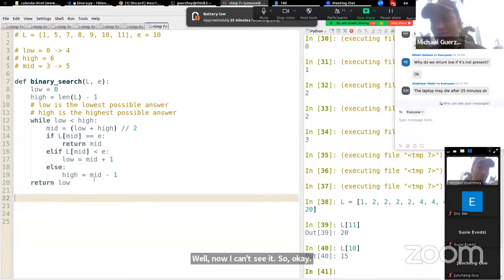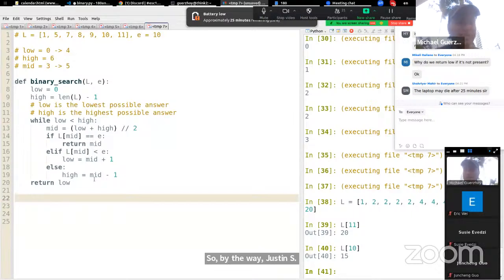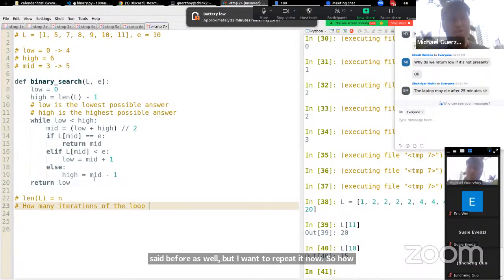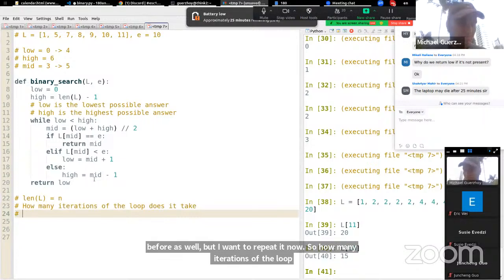By the way, just an estimate. Let's say that the length of L is N. One question to ask is how many iterations of the loop? That's what we kind of did before as well, but I want to repeat it now. How many iterations of the loop does it take to get the answer?